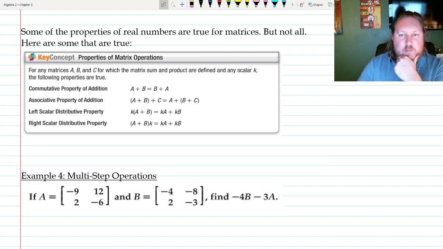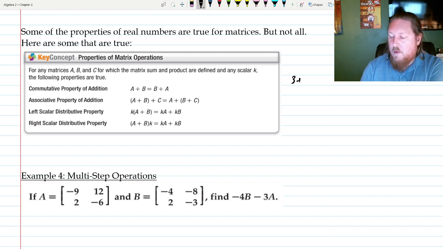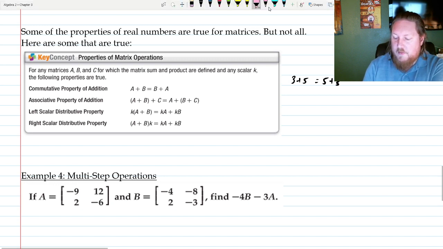There are a lot of properties in the real numbers that we're used to working with. Some of them make sense, like the commutative property of addition. 3 plus 5 is the same as if you did 5 plus 3. Well, there is a commutative property for addition for matrices as well.